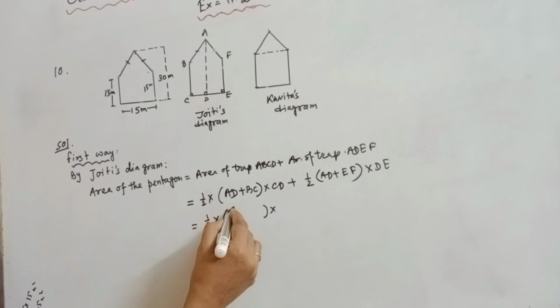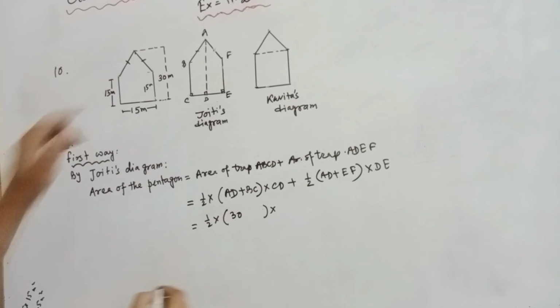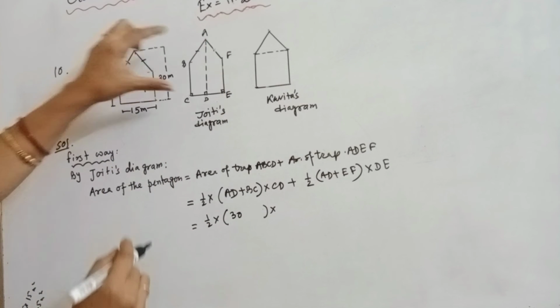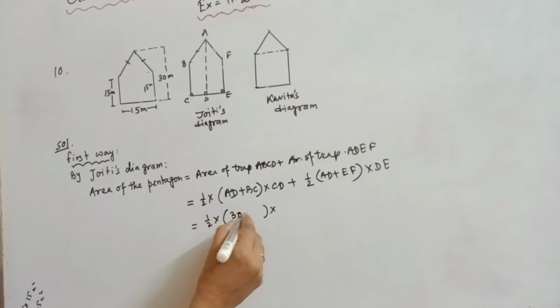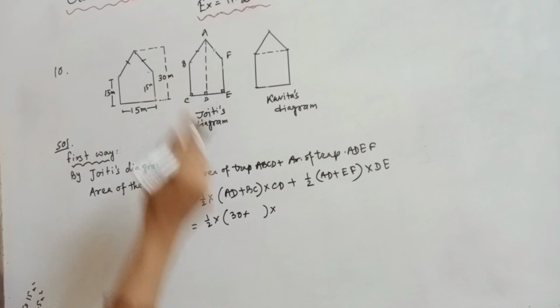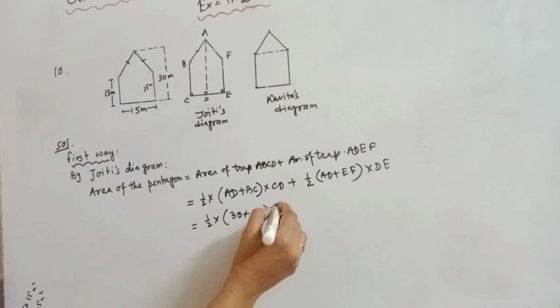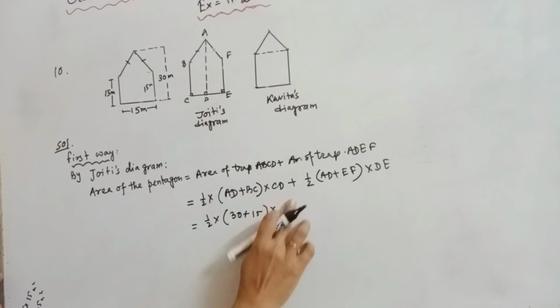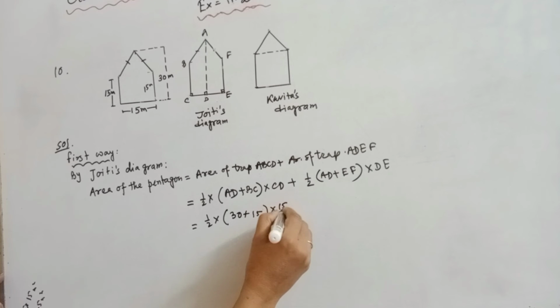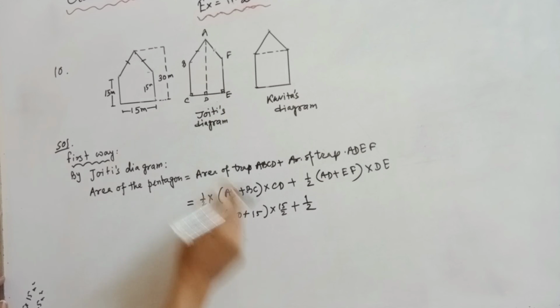AD means 30. You can see AD is equal to 30 meter. AD, the total height, is 30, plus BC. BC is also 15, and the height is 15 again. So 15 by 2, 15 by 2, that is 7.5. The area of this portion will be the same.